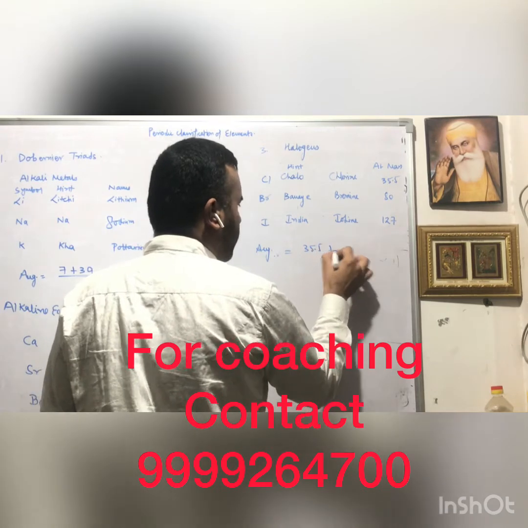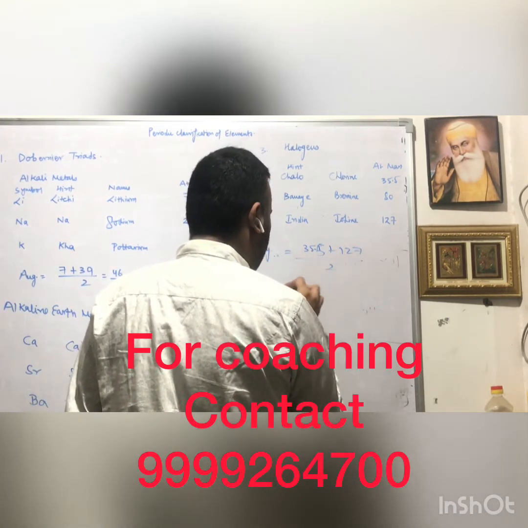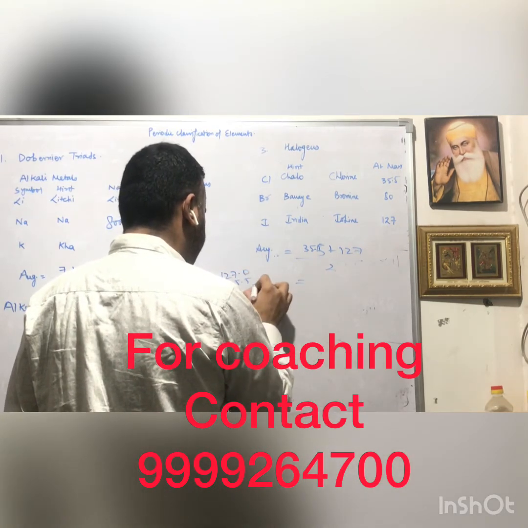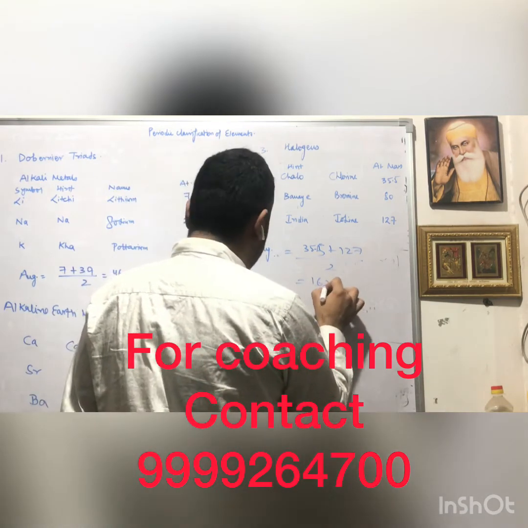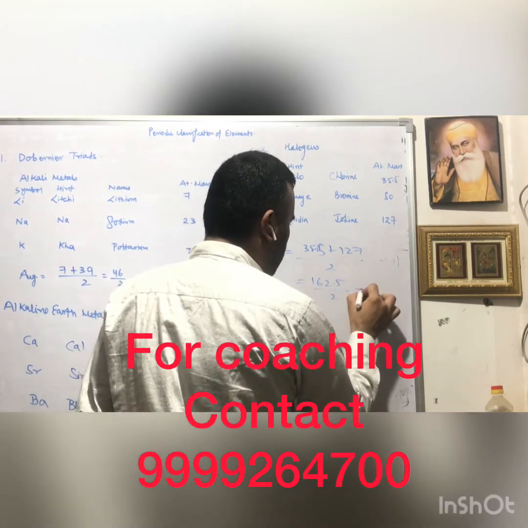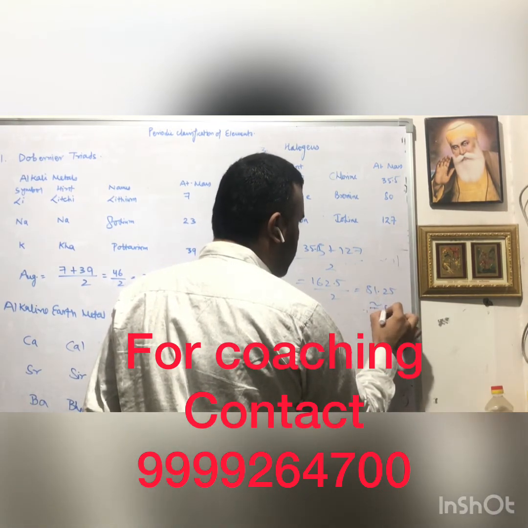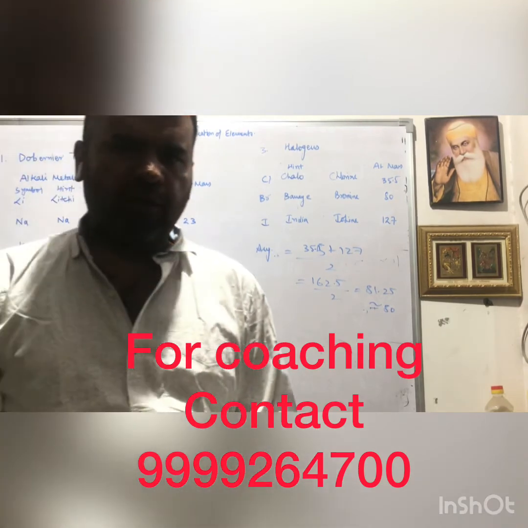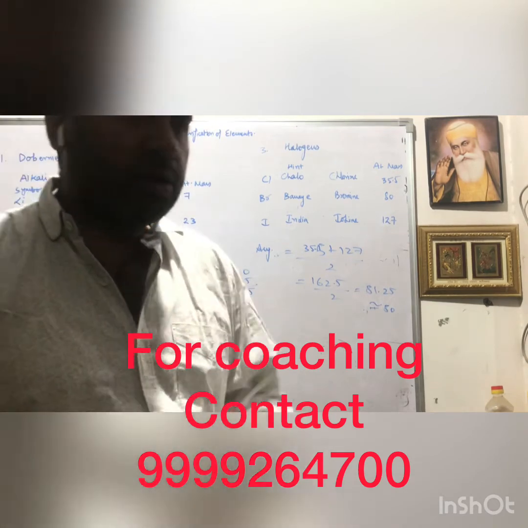35.5 plus 127 by 2. Add them: 162.5 by 2. So it is 81.25, which is nearly equal to 80. Got it? So the third triad, the halogen triad with bromine in the middle, is also correct.